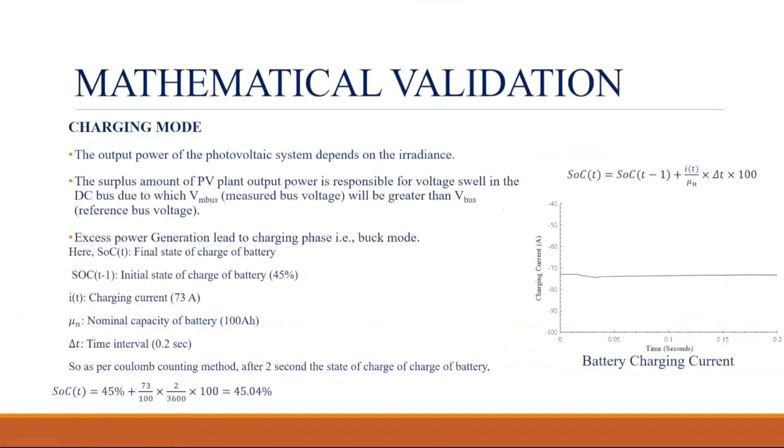Okay, so mathematical validation. What it means is that for the SOC at the time of charging and discharging, the value which I am getting, is it correct or not? Look, during the time of charging, this is the curve that we get. The value of the charging current is around minus 73 amperes. So this is the equation for the SOC estimation.